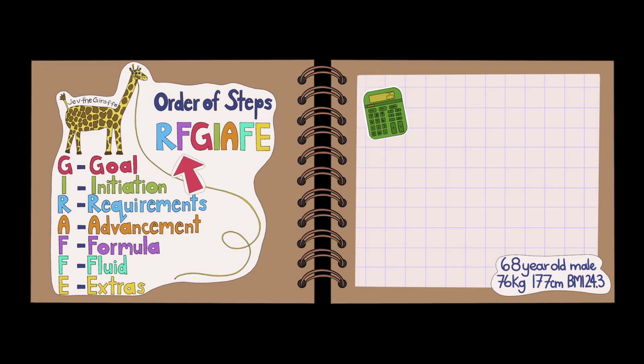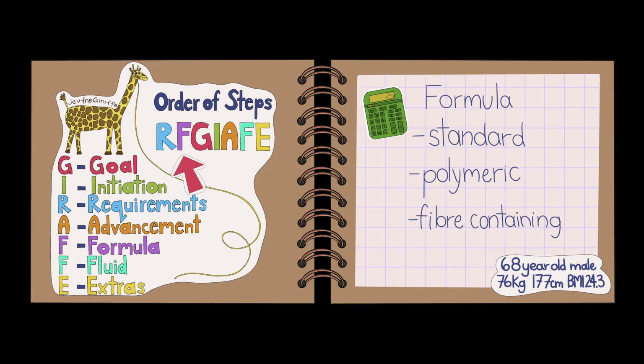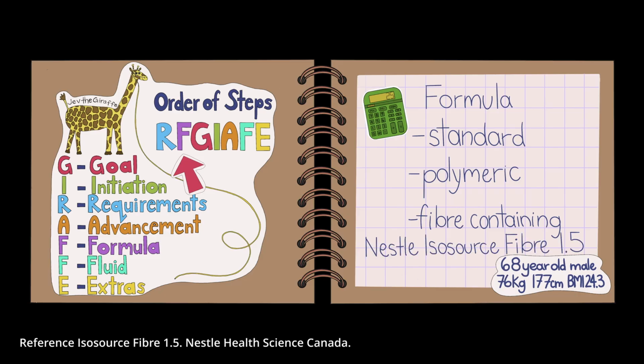Next step, F, formula. Let's pick a formula for this patient. We don't have any reason to think that this patient needs a specialized formula. From the information given, we can assume a standard polymeric formula containing fiber would be appropriate. For the purposes of this example, I will choose Nestle's Isosource Fiber 1.5.